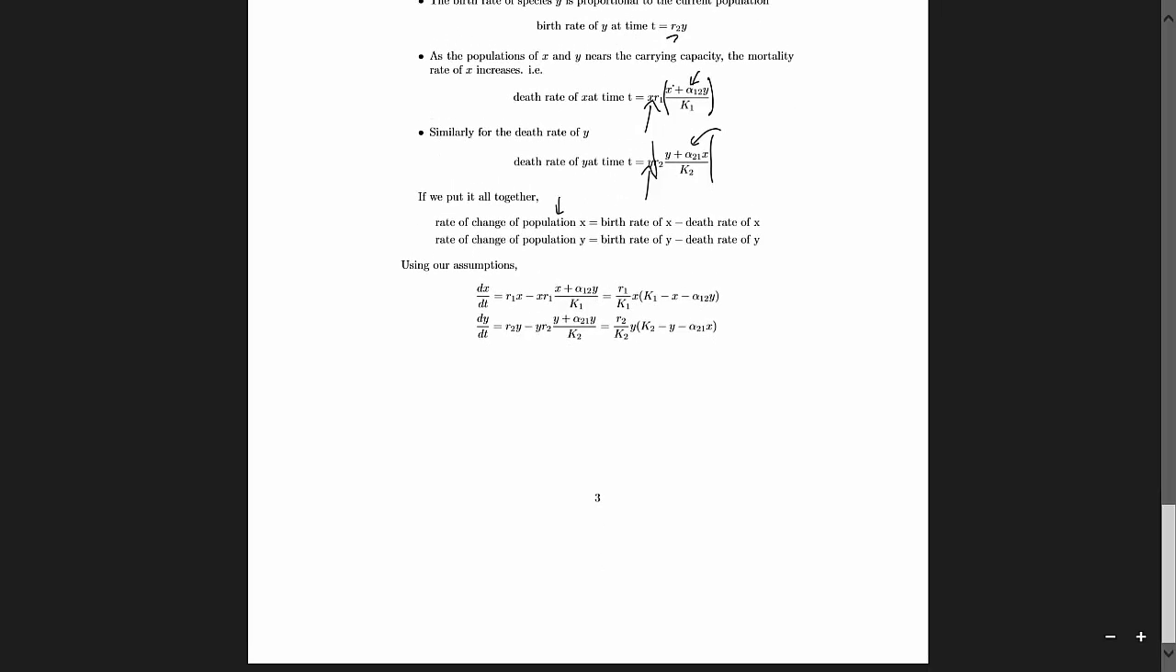So we'll put this all together. The rate of change of population X is the birth rate of X minus the death rate of X, and the rate of change in population Y is the birth rate of Y minus the death rate of Y. If you put that together, you get this system of equations. If you look in the book, if you just factor stuff out, you'll see the right-hand side of the equation written in this form, which is just fine. Again, this is called a competition model.